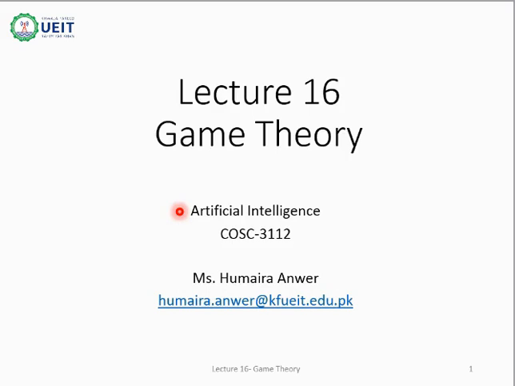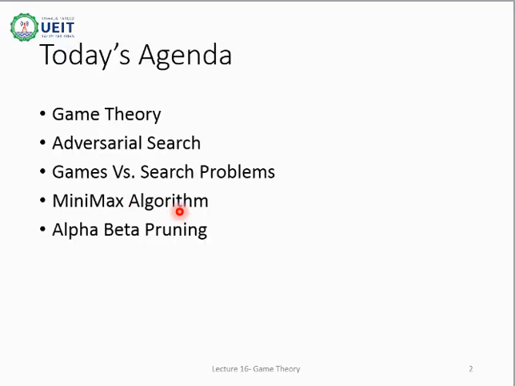In today's lecture video, we will discuss the topic of game theory. We will also discuss essential algorithms such as Minimax and alpha-beta pruning. For extra material, please refer to chapter number 5 of the book Artificial Intelligence: A Modern Approach by Russell and Norvig. This is the agenda of today's lecture.